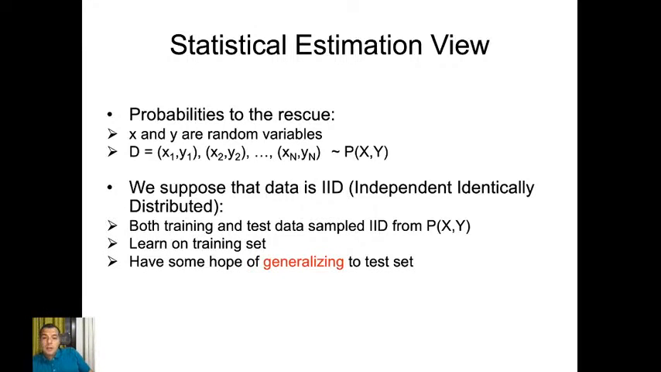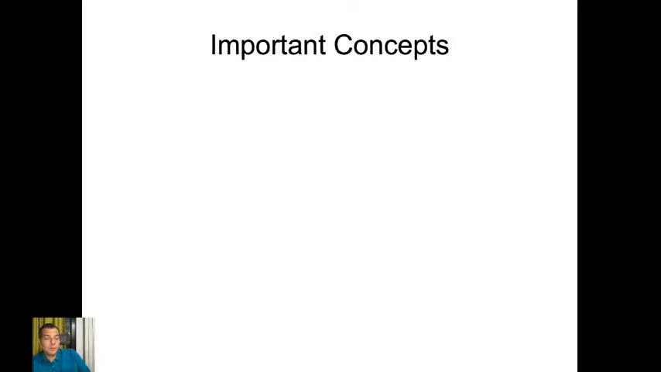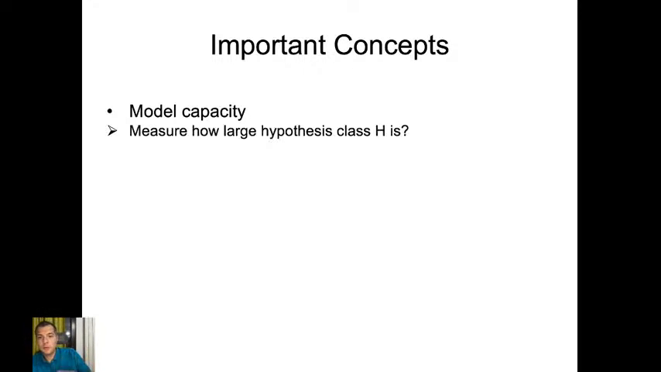Okay, so we do the learning on the training set, and then we have some hope that the model will generalize to the test set. We don't have any theoretical guarantees that tell us that the model will work with the best possible performance. In the end, we have to try different models and see what works.